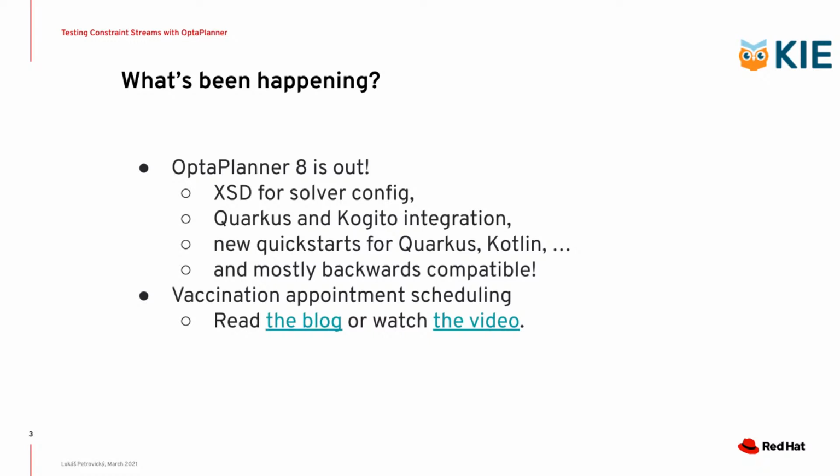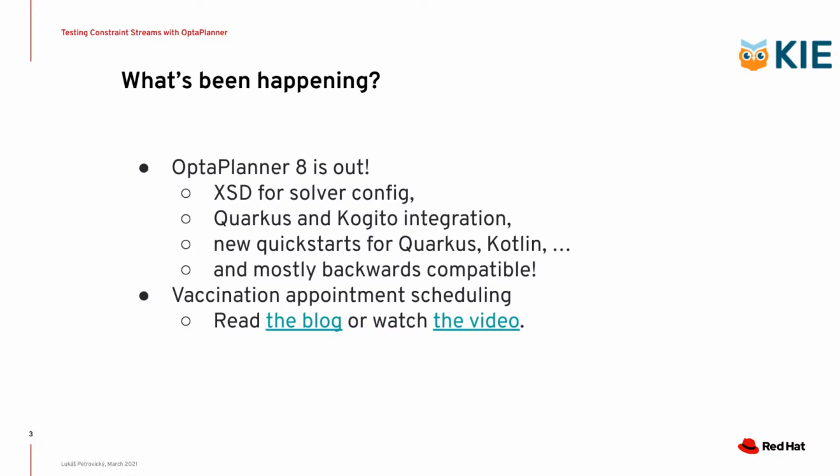First of all, we finally brought the XSD, the XML schema, for solver config. So you no longer have to type solver configs out from documentation or from memory. You can just have your IDE do auto-completion for you. We have finally come up with proper full integration with Quarkus and Kotlin, so you can try that anytime you like. And we also have new quick starts to show you how to do that.